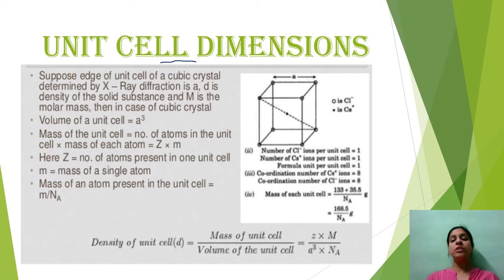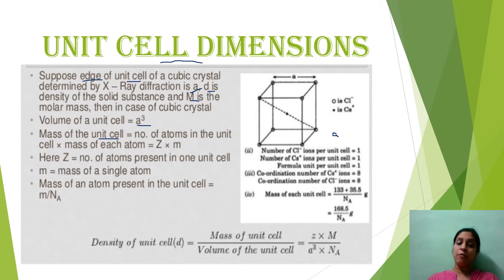Now today we are also going to derive the formula for unit cell dimensions or for density. Suppose करते हैं a unit cell edge by X-ray diffraction is A. ठीक है, ये एक क्यूबिक सेल है और जिसकी एज है इसमें A. Now, if we say that D is the density of the solid substance and M is the molar mass, then from here we are trying to derive the formula of density. Volume of unit cell is equals to A into A into A, as I already told you, that length into breadth into height. ठीक है.